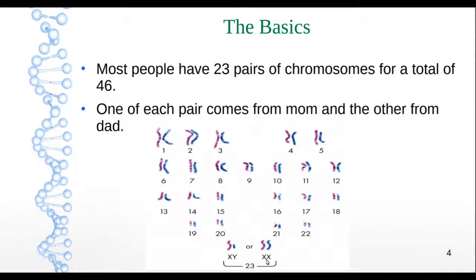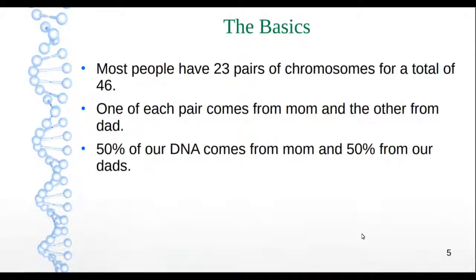And you'll notice here, mom has XX. That means she can only pass on an X because that's all she has. Dad has an XY. And it's completely random what gets passed on, but dad can pass on his X, meaning that makes you a girl because you're an XX now. Or dad can pass on his Y, and that would make you a boy because Y and X is a boy. So basic thing here, but that's how it works. 50% of our DNA comes from our mom, and 50% comes from our dad.